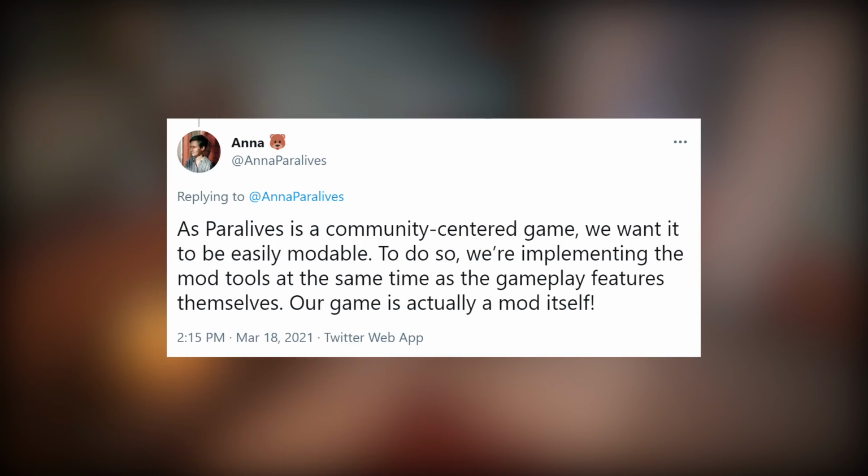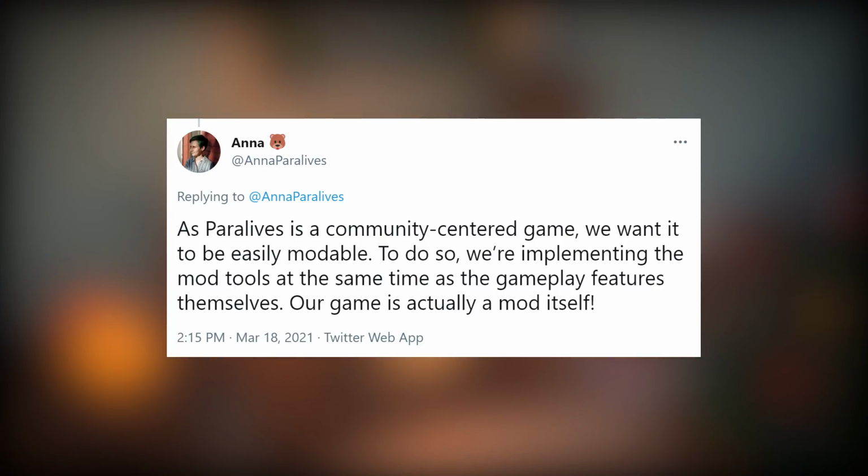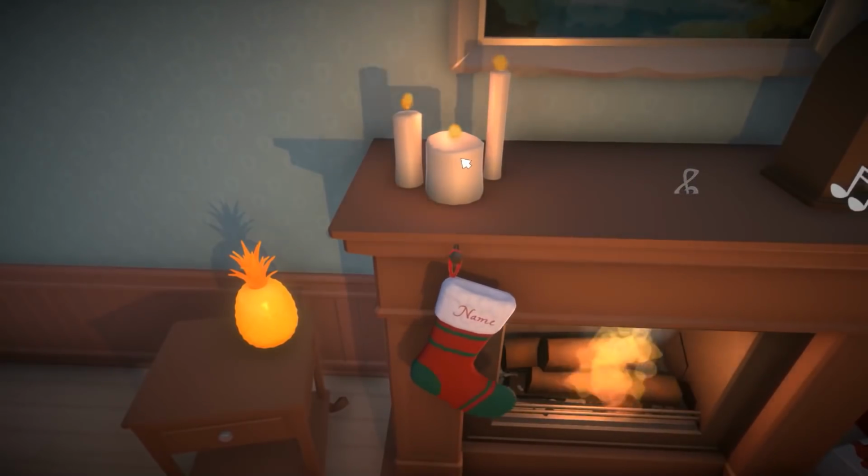As Paralives is a community-centered game, we want it to be easily moddable. To do so, we're implementing the mod tools at the same time as the gameplay features themselves. Yes, work on them together.